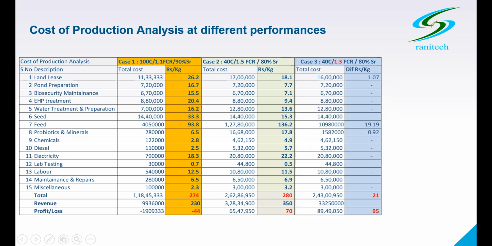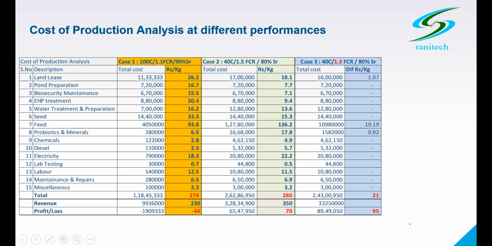I have another case, the same 40 count for this farm. If I can extend up to 40 count, but do better monitoring of my feed intake and control my FCR at 1.3, and the survival is still the same, only 80%, I can still save another 21 rupees from the same production. So just by adjusting FCR from 1.5 to 1.3, by monitoring your check tray properly and controlling your feed distribution properly, you can save 21 rupees.